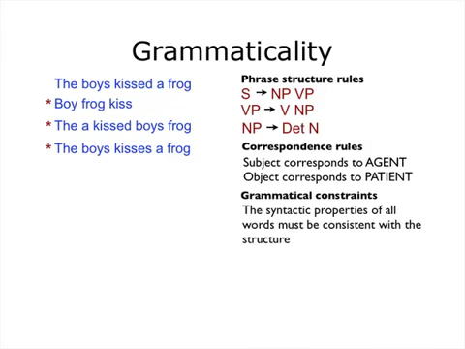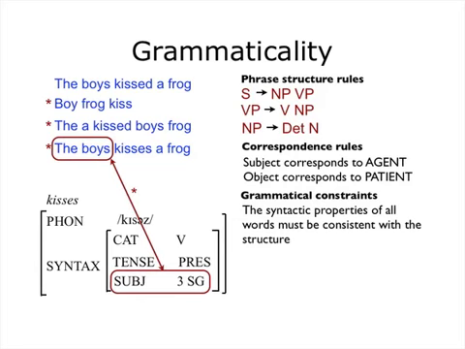For what reason? The syntactic properties of all words must be consistent with the overall structure. So that's just a very general constraint. And the problem here is that one part of the verb kisses is going to, unlike kiss, now, notice kisses has another part of the syntactic feature structure. It's going to have the attribute subject, and it's going to say, my subject has to be third singular.